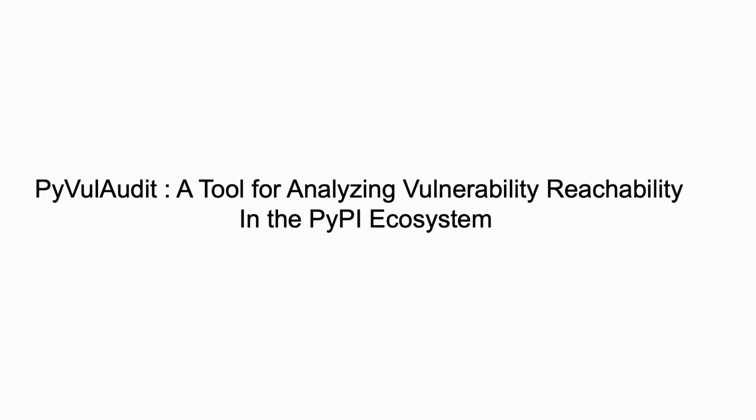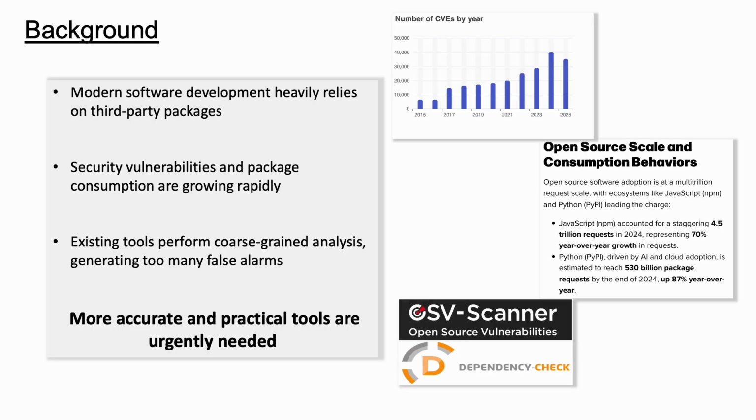Hi, welcome to the demonstration of PyVulAudit, a tool for analyzing vulnerability reachability in the PyPI ecosystem. Today, software development heavily relies on third-party packages. Sonatype report points out that requests for Python package are expected to hit 530 billion downloads by the end of last year. The number of vulnerabilities is also growing rapidly, reaching up to 40,000 by the end of last year.